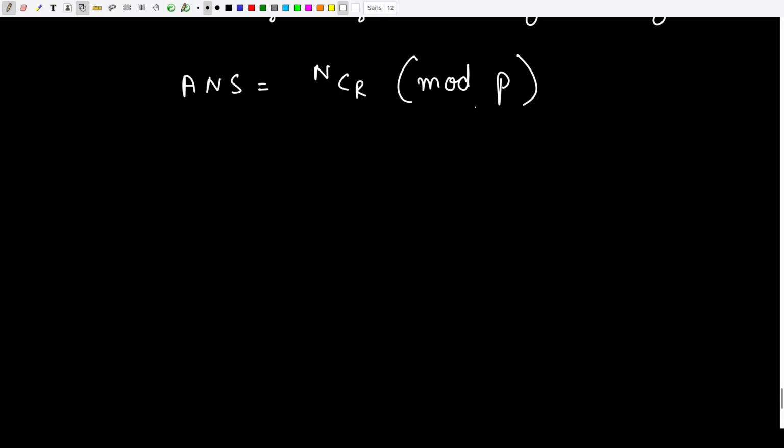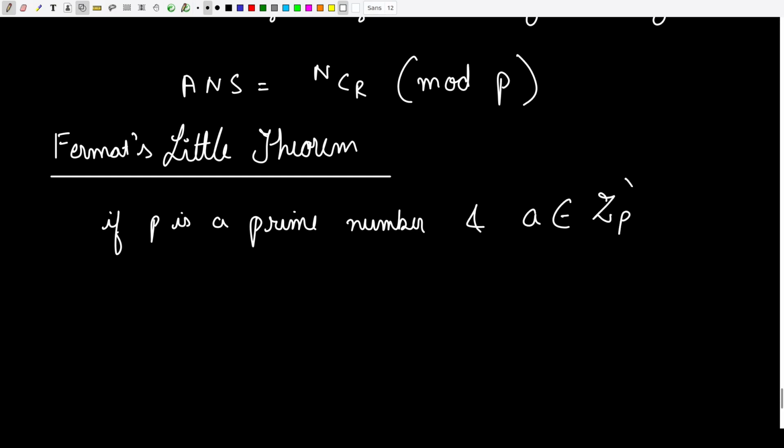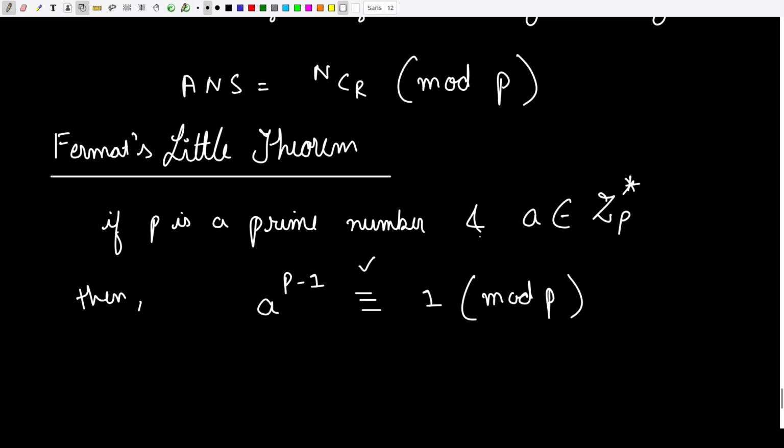Over here, in order to compute NCR, we are using Fermat's little theorem. As per Fermat's little theorem, if p is a prime number and a belongs to Zp star, then a to the power p minus 1 is congruent to 1 modulo p. Please note the congruent sign over here. This is how we represent the congruent sign. Also, this concept is something which I have explained in a different video, where I have explained about the RSA algorithm. I will tag that video in the description. You can check it out and you will be able to understand what I mean when I say a belongs to Zp star.